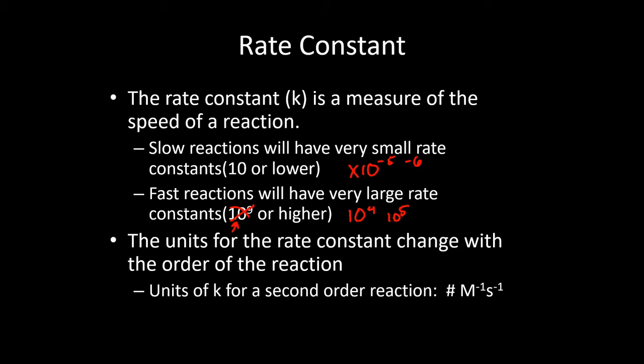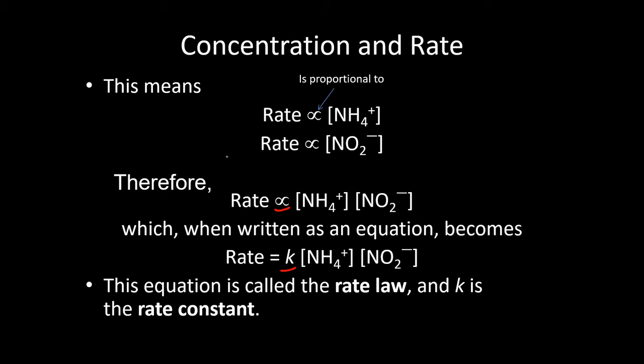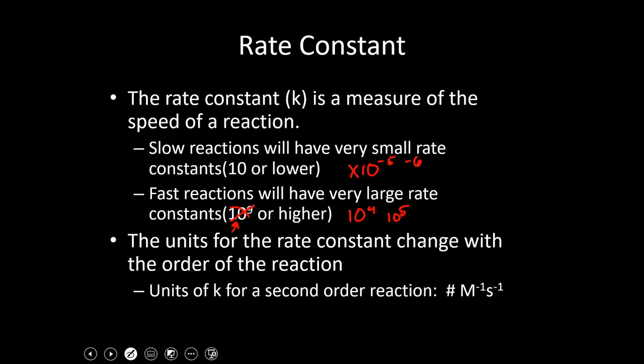The units on a rate constant are actually going to change from one reaction to the next. Not every reaction is going to have its own unique one, but there will be multiple different units for the rate constant, just depending on how many concentration units you have in the rate law, which is what this is here, which we'll talk about on the next slide.